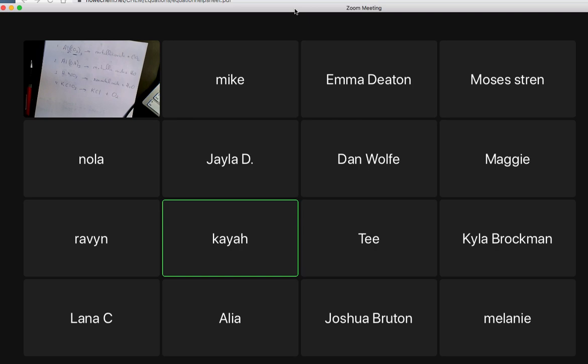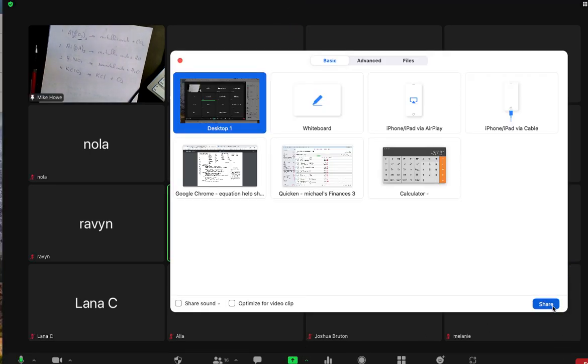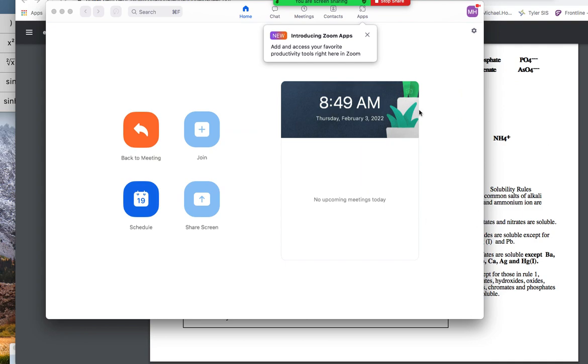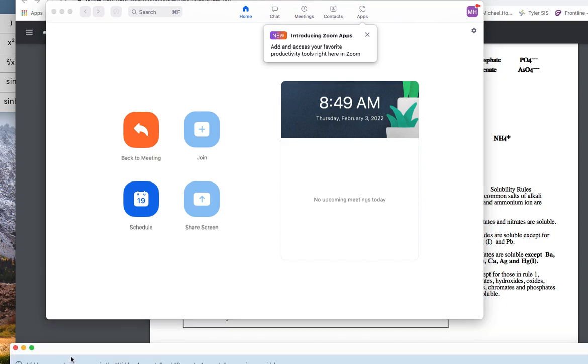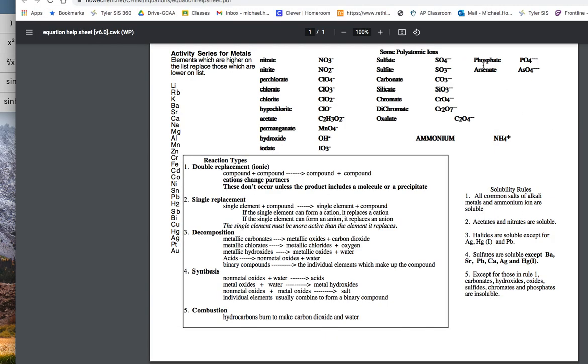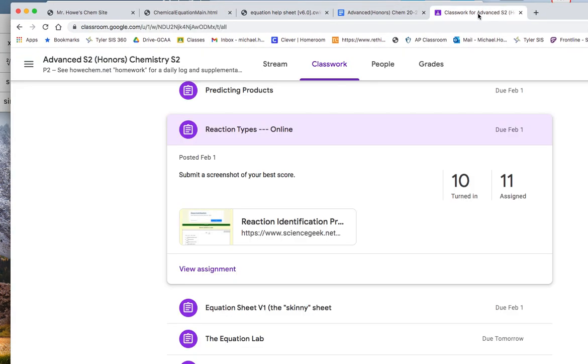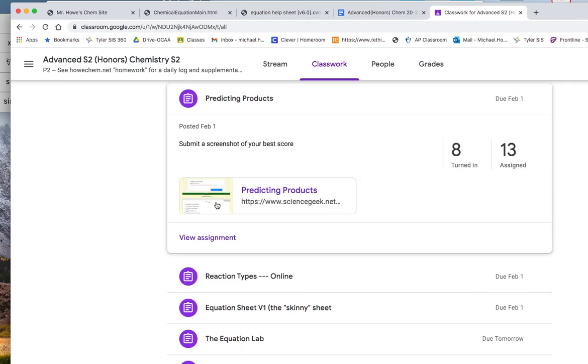All right, now let's take a look at the actual assignment that I'm talking about. So this was in Google Classroom, and about 10 of you have already turned it in. And if you turned it in, you probably took time to do a lot of looking up stuff to see how to figure it out. In other words, or else you just took it a bunch of times until you remembered what was right. So here we go. And this was the predicting products assignment. 8 of you have turned it in.